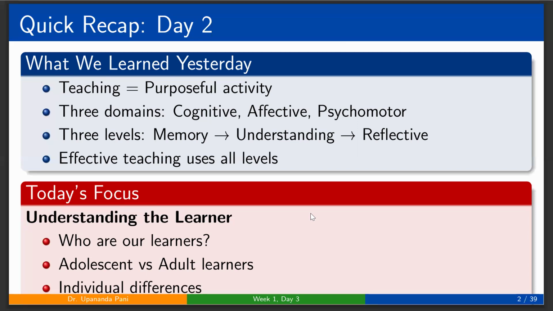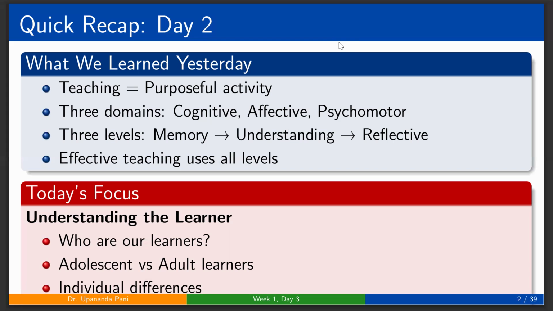Also I forgot to mention, so what we have discussed also, as per the Bloom's taxonomy, there are three domains, especially cognitive, affective, and psychomotor, and there are three levels, especially memory, understanding, and reflective. And effective teaching uses all these levels. Okay, so today's focus will be more on to understand the learners, right?